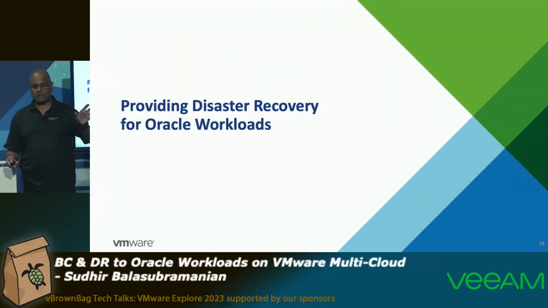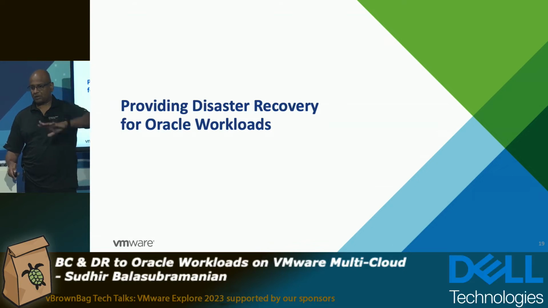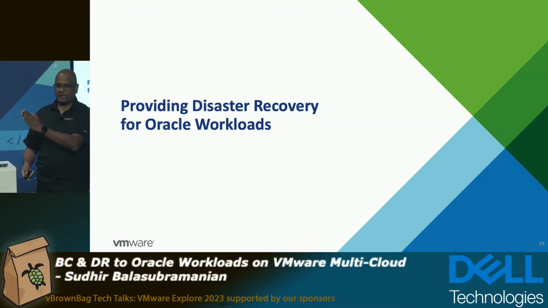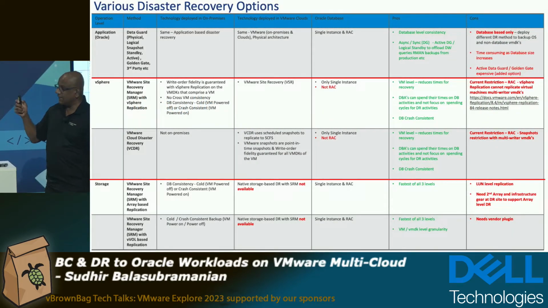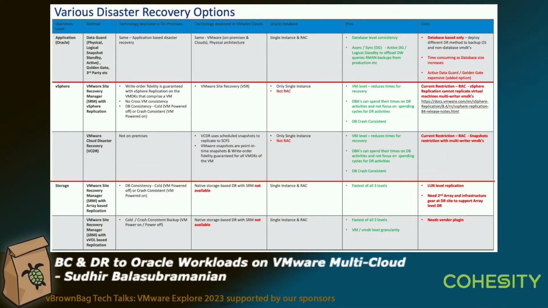DR, we spoke about business continuity. I spoke about the three different levels: the Oracle level, the VMware level, the storage level. Let's move to the DR aspect of the conversation. From a DR perspective, when you look at Oracle databases, you have a plethora of options. You have Data Guard, you have GoldenGate. You have the logical standby, which essentially is Data Guard, and you have the physical standby, and so on.